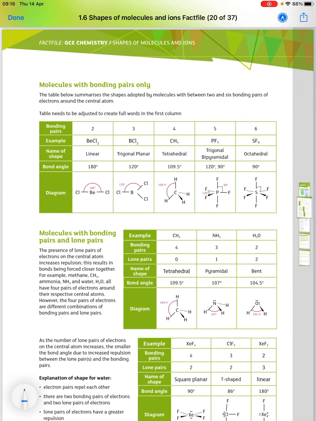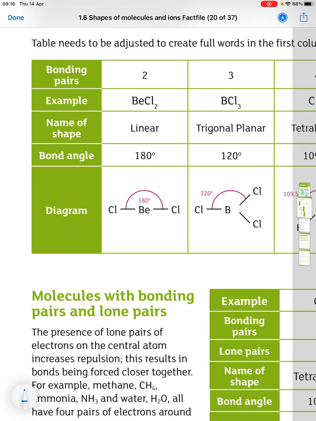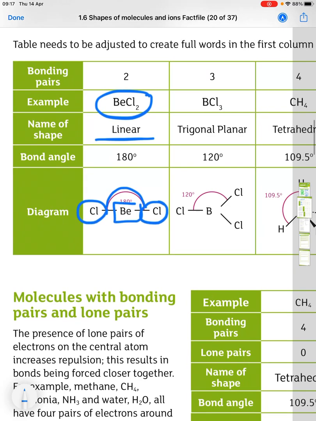So now if we have a look at some examples of molecules with only bonding pairs. This table summarises the shapes adopted by molecules with between 2 and 6 bonding pairs of electrons around the central atom. So if we have 2 bonding pairs, our example is BeCl2, and the shape is linear. The bond angle is 180 degrees. So you can see here each chlorine is at 180 degrees to the central beryllium.